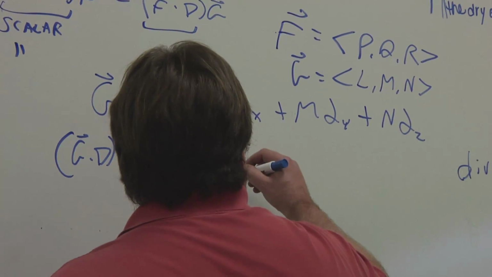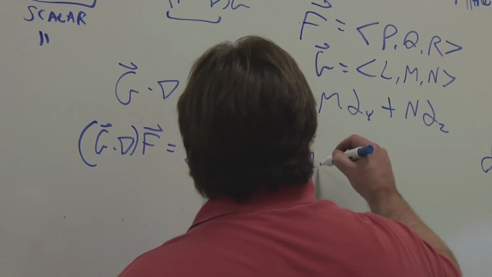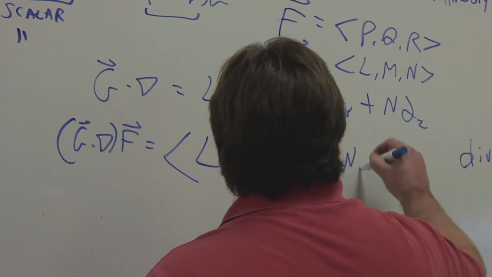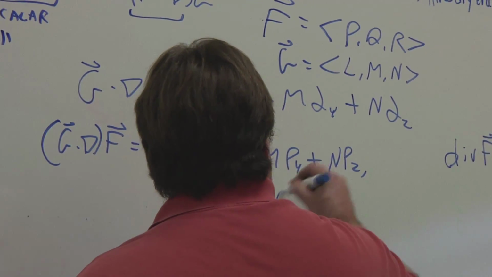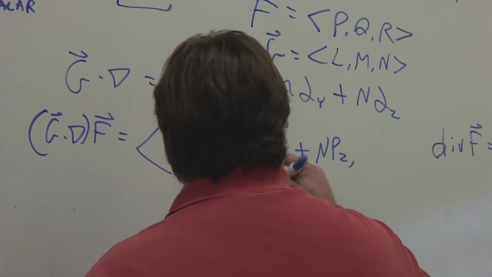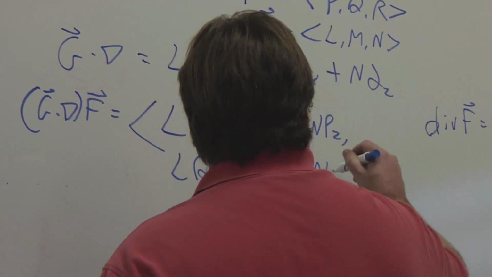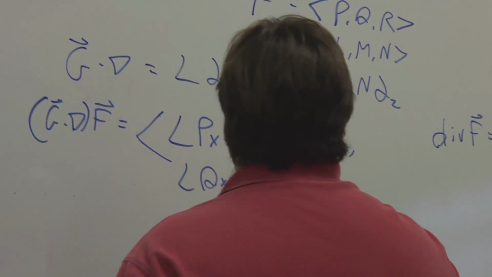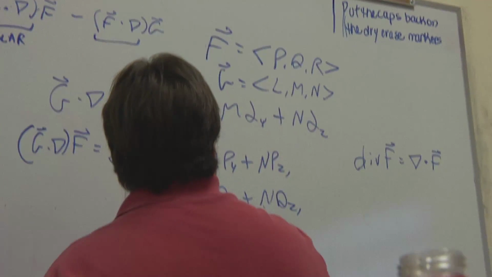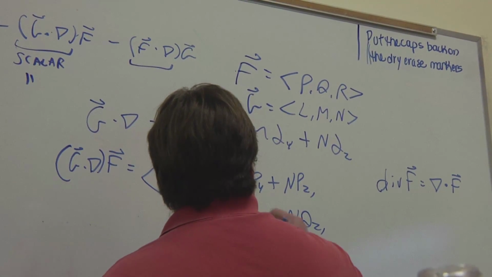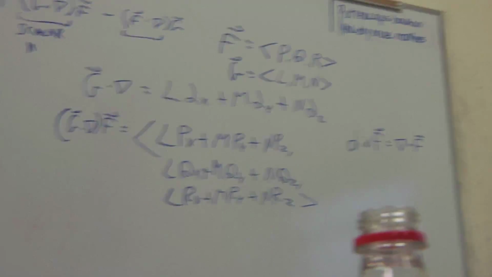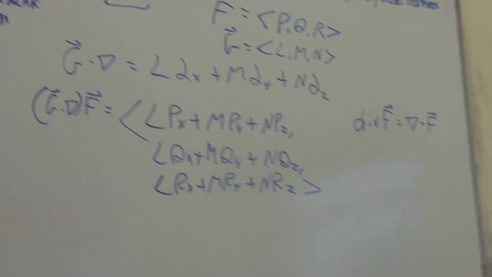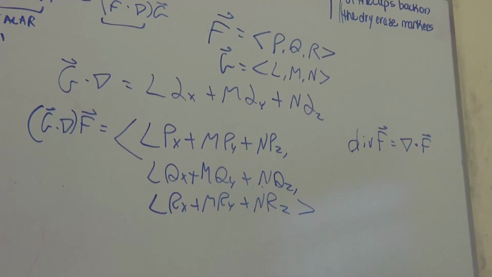So you're going to have L Px plus M Py plus N Pz as your first component, then L Qx plus M Qy plus N Qz. I'm confusing myself here. And your third component is L Rx plus M Ry plus N Rz. Right, so that's how you do that. And similar for F dot del times G.